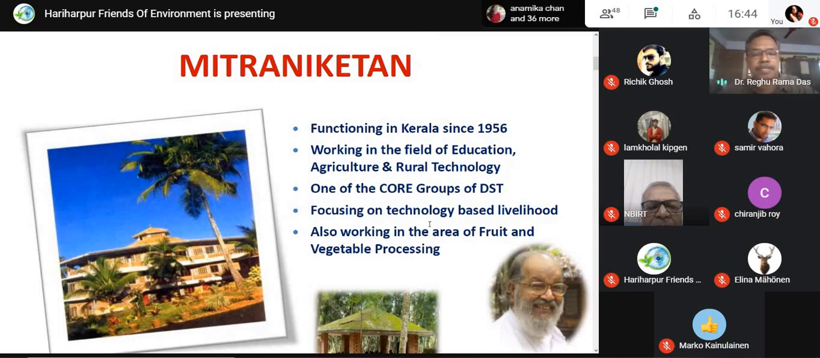As mentioned by Richik, we are also one of the core support groups of the Department of Science and Technology. We are focusing on technology-based livelihood activities. We are also working in the area of fruit and vegetable processing. We have promoted a few processing units among rural women in the villages at the grassroots level. This project is, of course, developed for helping the rural women working in the processing area in the villages.